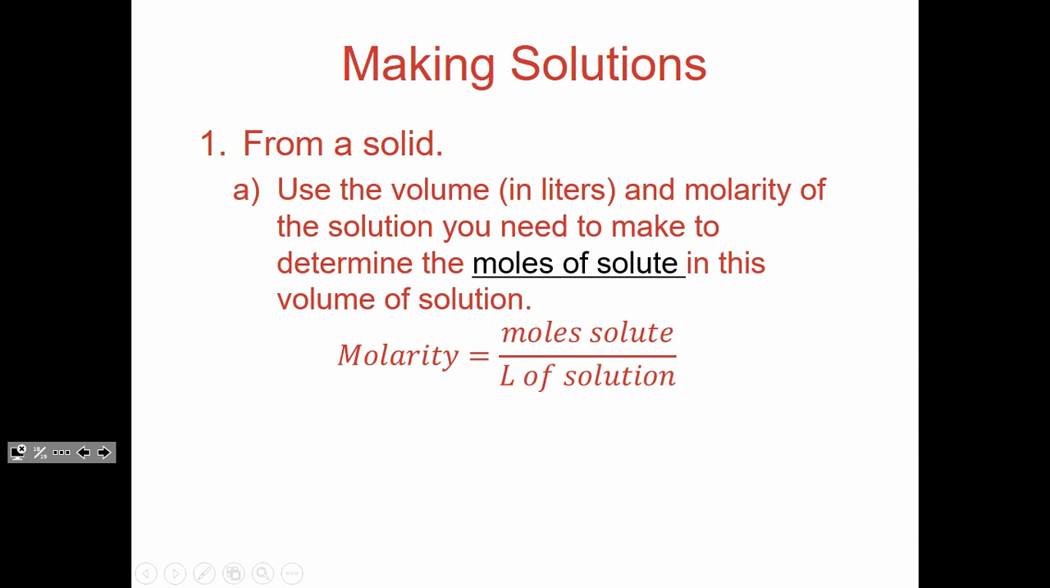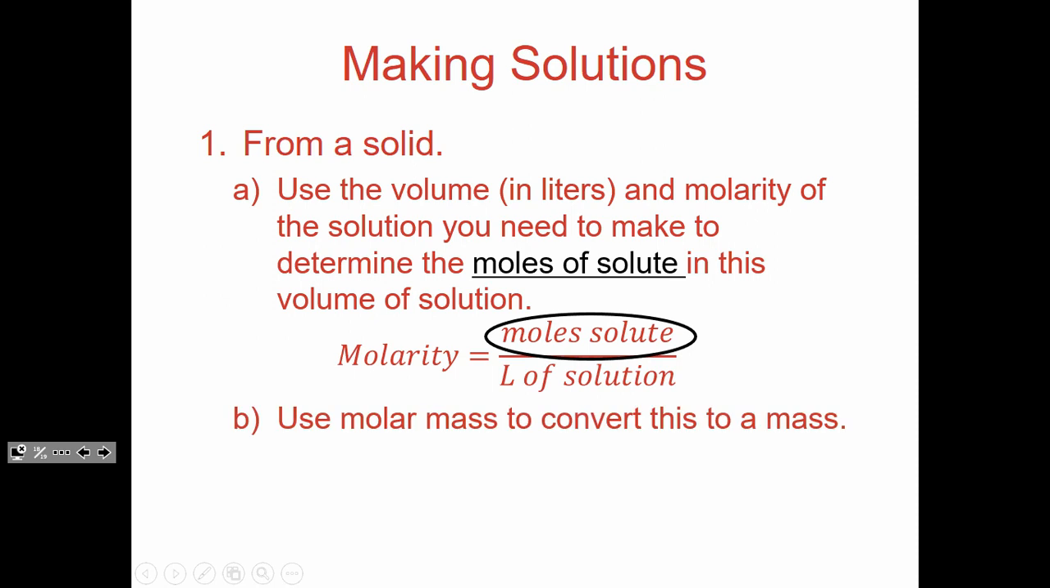And it really involves using the molarity equation. What we have to do here is determine the moles of solute in this volume. So if we take the molarity times the volume in liters, that gives us the moles of solute. And then we can use a molar mass conversion to convert that moles of solute into grams. So it starts with using this equation to determine the moles of solute, and then we just do a molar mass conversion to finish it and figure out what the mass is.